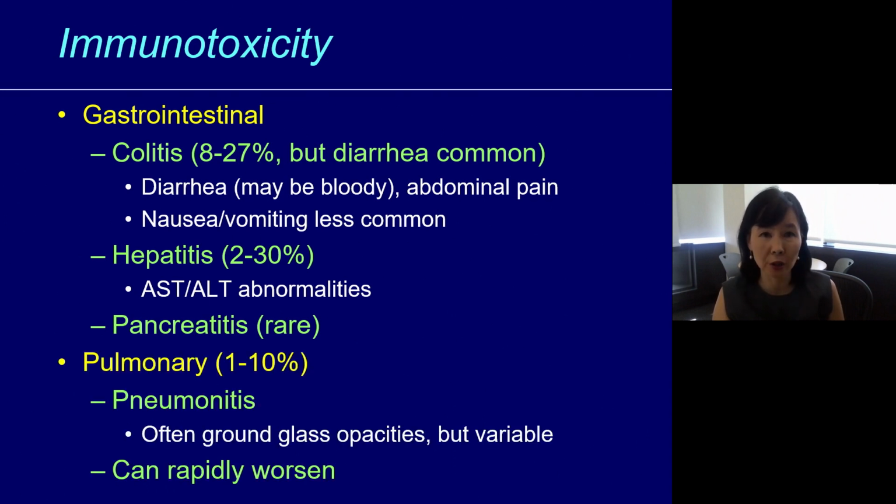And then pulmonary, I would say, is the other major one that we worry about in terms of ones that are potentially fatal, and also ones that will land people in the hospital. It classically presents as a pneumonitis, often as these ground glass opacities. But again, it can be quite variable, and it can occasionally mimic a pneumonia. But again, most commonly ground glass opacities.